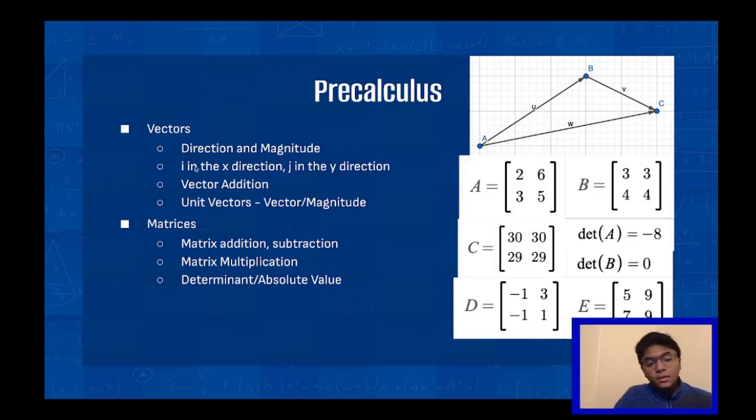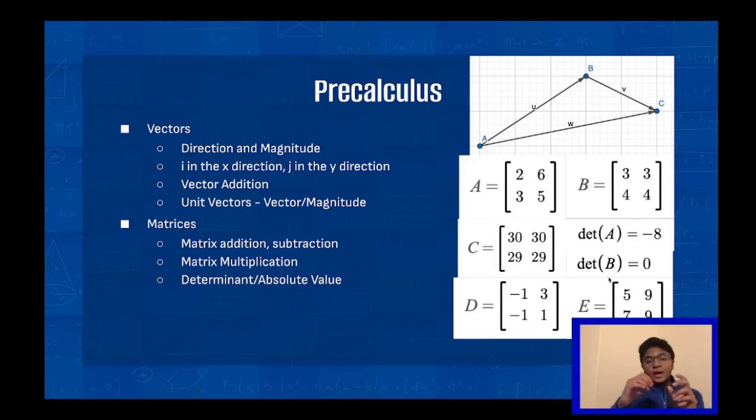Now, next up we have matrices. So that is what you see with all these different pictures here. And so first we have matrix addition, and really this is pretty simple. You just add the values, right? So let's say I added A and B. I would just add 2 to 3, which gets me 5, and then 6 to 3 to get me 9, 3 to 4 to get me 7, and then 5 to 4 to get me 9.